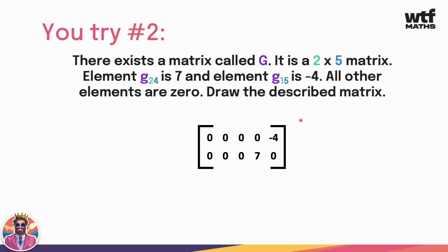Awesome. And the final thing you need to do is don't forget to label what it was. So this was capital G. So if you wrote capital G equals this, awesome. That's all you need to know for now. You're doing great.